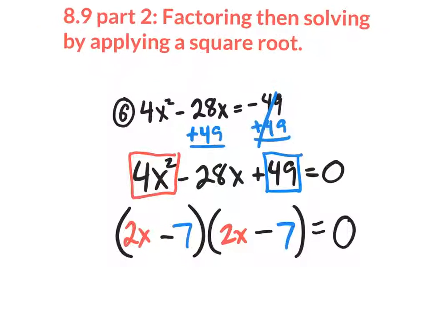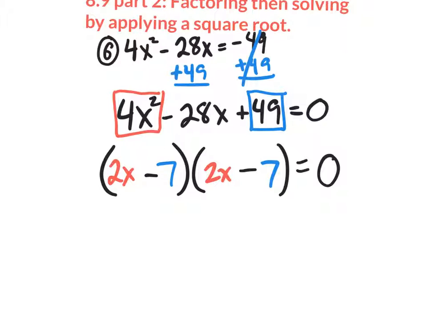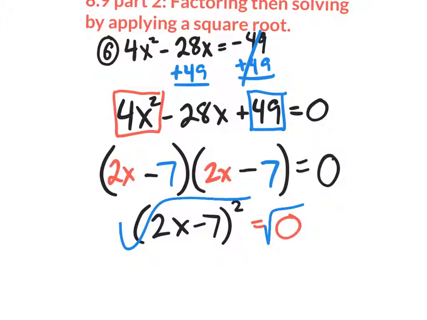So from here, I could rewrite it as a binomial squared. 2x minus 7 squared. I mean, after all, it is written 2 times, this times itself. So you could rewrite it as that binomial squared, and it's equal to 0. So then we would apply a square root to both sides. Square root there, square root there. You'll end up with 2x minus 7 equals plus or minus 0.